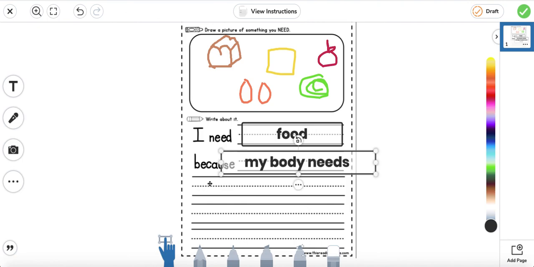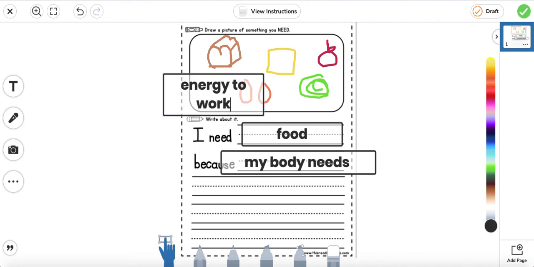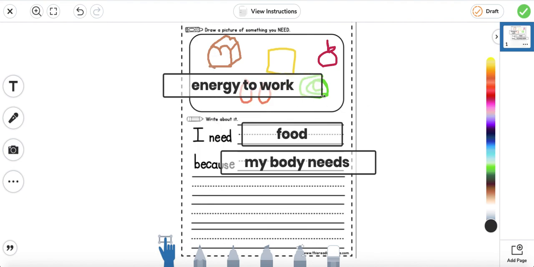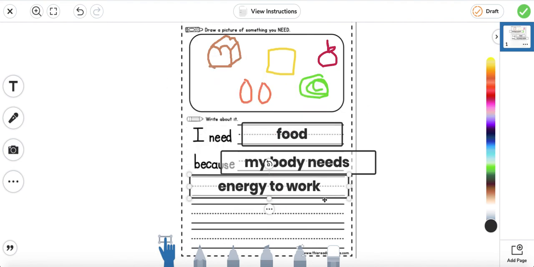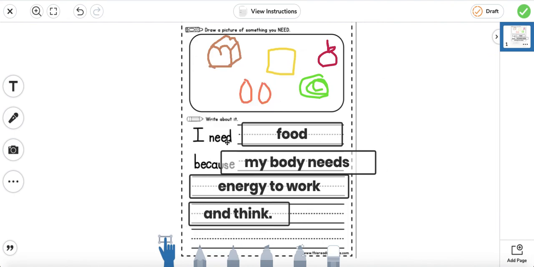My body needs energy to work and think. I need food because my body needs energy to work and think.